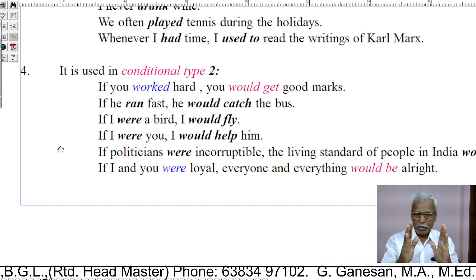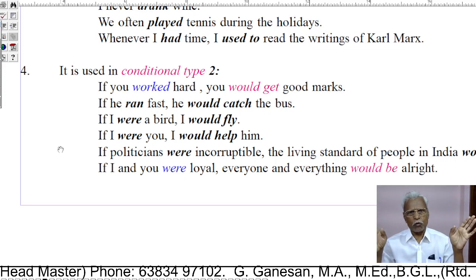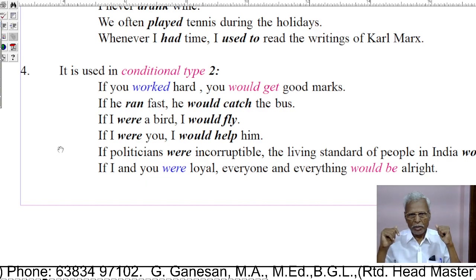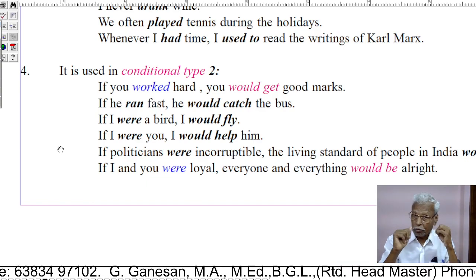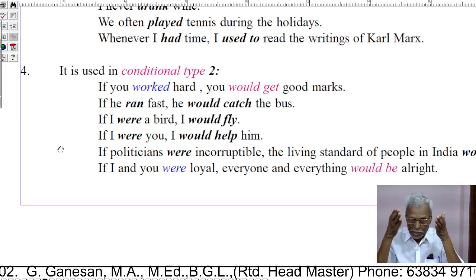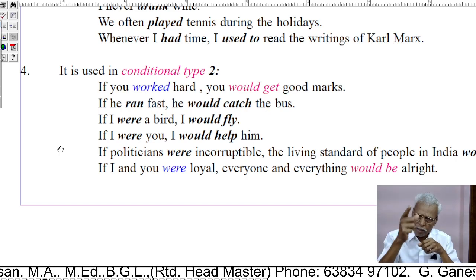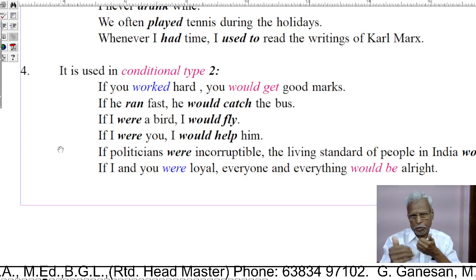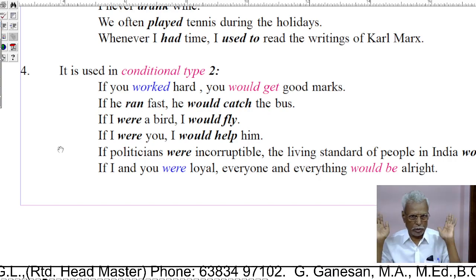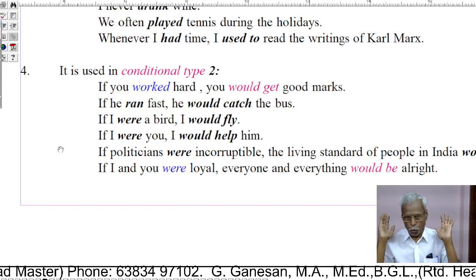The past verb is the same for all persons and numbers. But regarding the be verbs, there are two. For singular was, for plural were. In the second type, only the plural of the be verb should be used. Whether the subject is singular or plural, that doesn't matter. But the be verb used should be were.